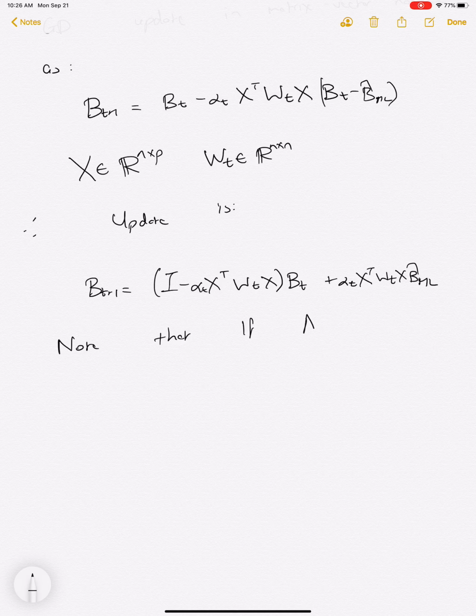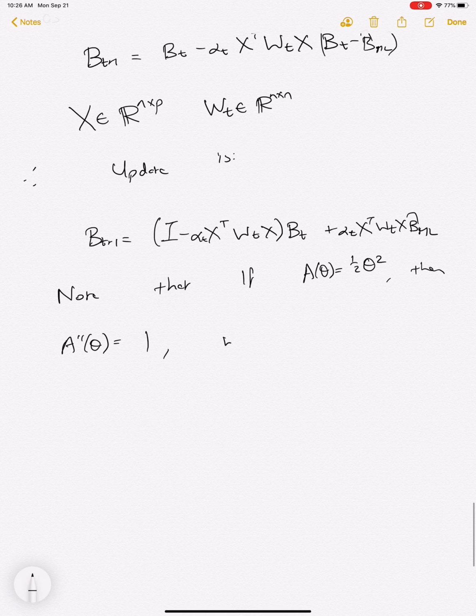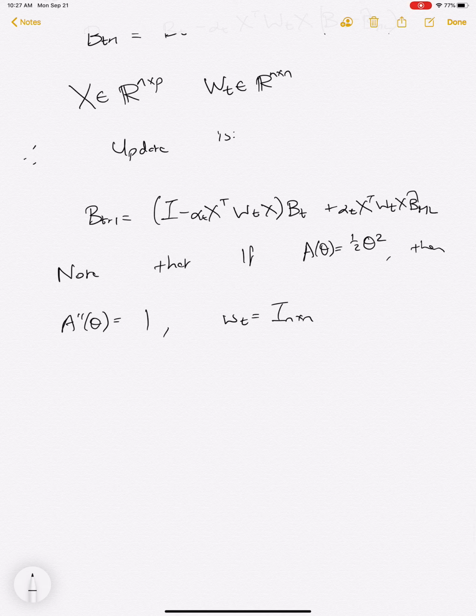if A of theta equals half theta squared, then A prime prime of theta is just 1, and that would just mean that W_t is just the identity matrix, and this leads to the ordinary least squares update. So in the special case where things are normal and we use the ordinary least squares approach, you get exactly the gradient descent update that we got previously.